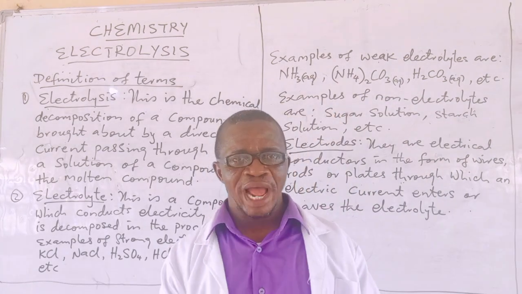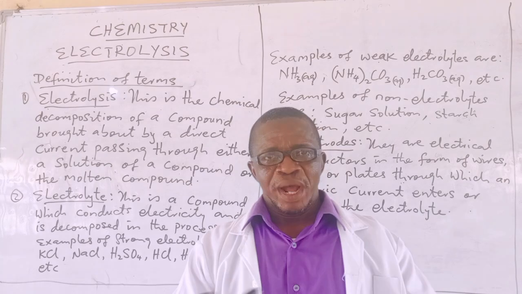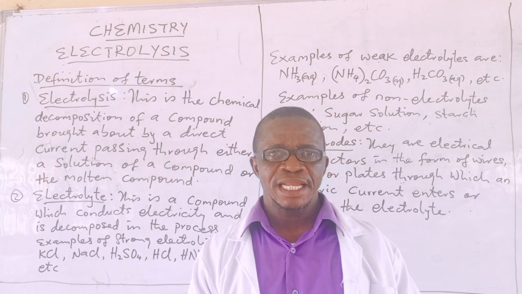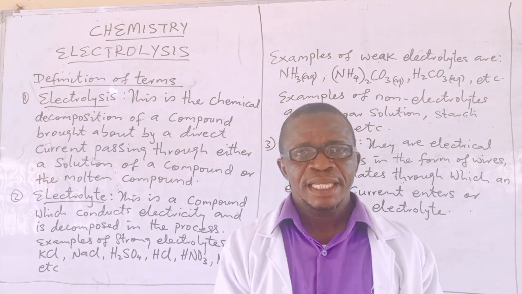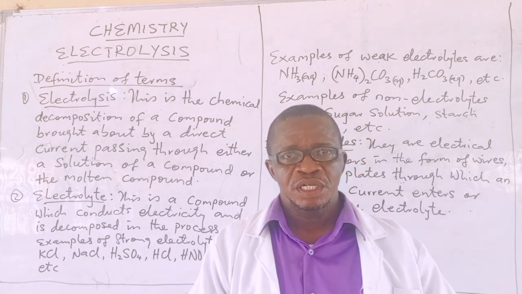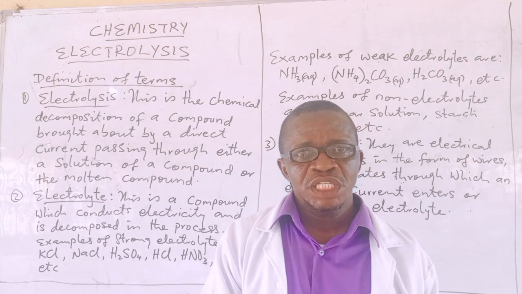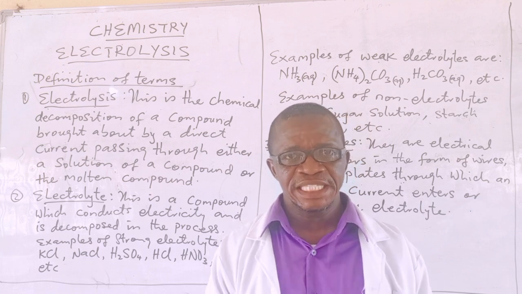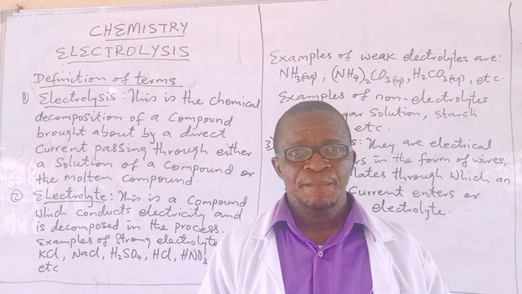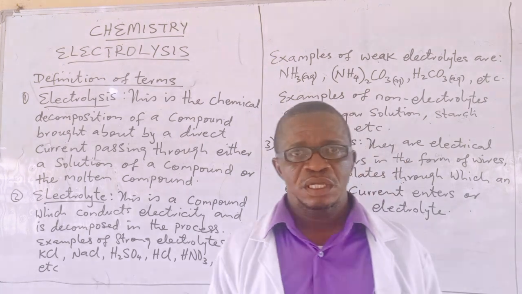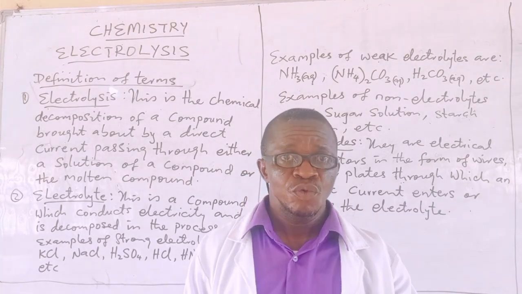When you pass electric current, direct current, not alternating current, like the one from a battery, through a compound that is in solution or molten form. When I say solution of a compound, I'm talking about taking the substance and pouring it into water to dissolve it. That's a solution of that compound. But when you put that same compound into a test tube and heat it until it melts without adding water, it turns liquid. That is the molten compound of that substance. Are you with me? We can as well call it a fused compound when you melt it by heat.